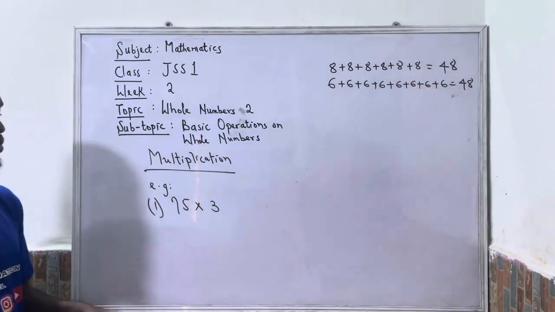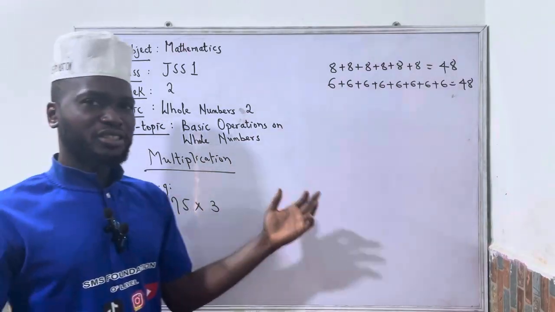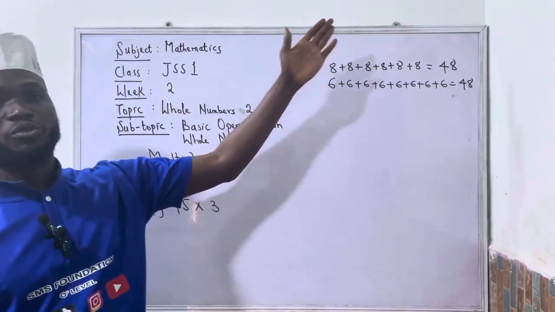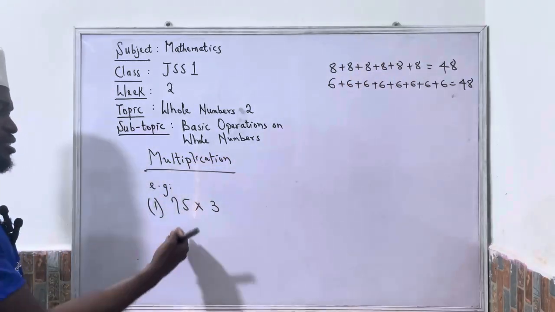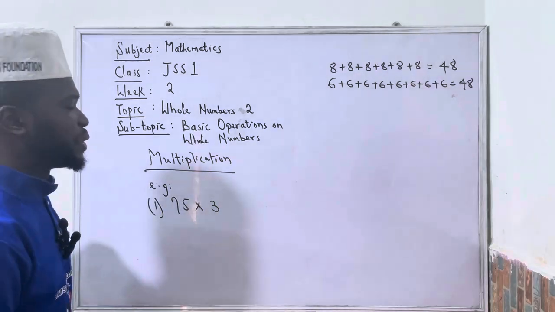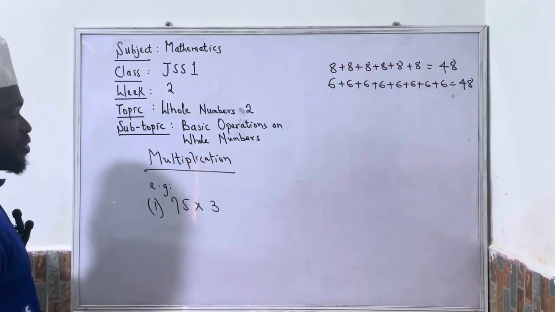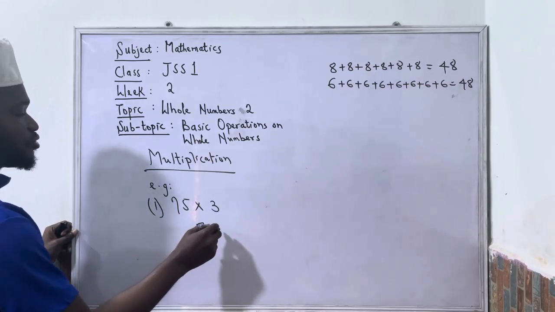So now 75 times 3. This is two digits against one digit. So the more the numbers, the more difficult this will become. But this is still easy. You can do 75 plus 75 plus 75, or let's just go straight to our normal multiplication tabular method.